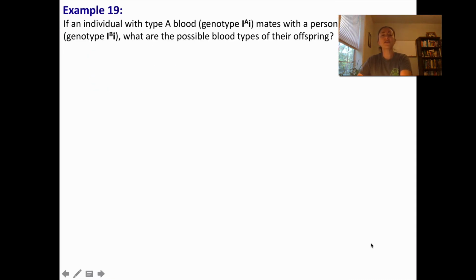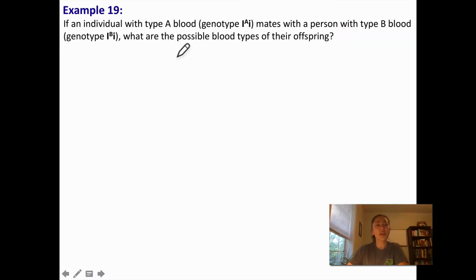So how can we solve genetics problems like this? Well, let's look at example 19. It says, if an individual with type A blood, genotype IAi, so this is one of the possible genotypes that could create type A blood, so we are given the information of what their genetic makeup is, mates with a person with type B blood, IB little i, what are the possible blood types of their offspring?